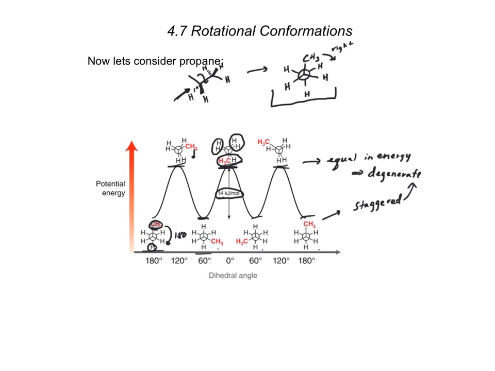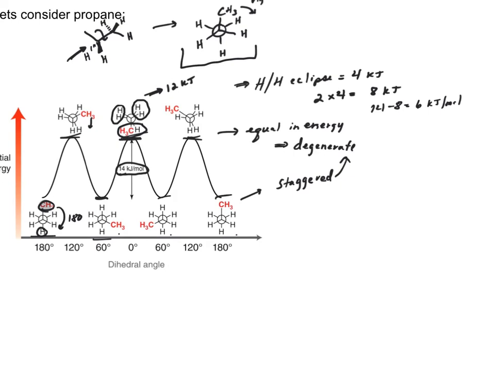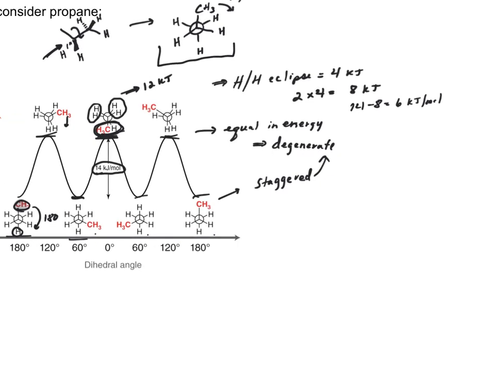When we had 3 hydrogen-hydrogen eclipses, that cost us 12 kilojoules, and we estimated that each hydrogen-hydrogen eclipse cost us about 4 kilojoules, right? So now we have 2 hydrogen-hydrogen eclipses. So 2 times 4 accounts for 8 kilojoules total of the 14 kilojoules. That leftover amount between 14 and 8, which is 6 kilojoules, we can say is essentially due to the methyl-hydrogen eclipse that we see in our propane molecule, right?